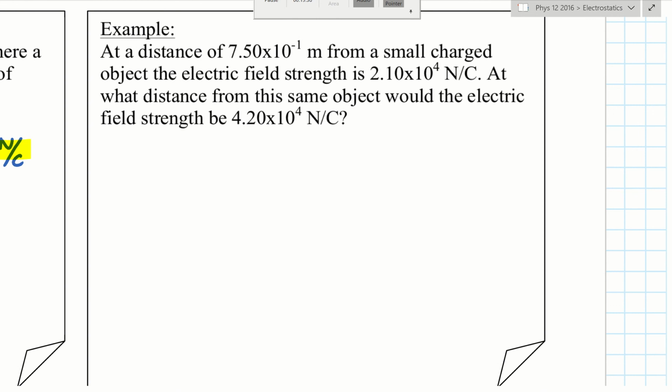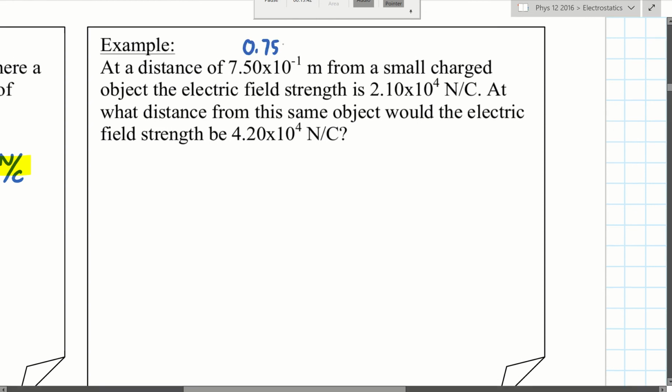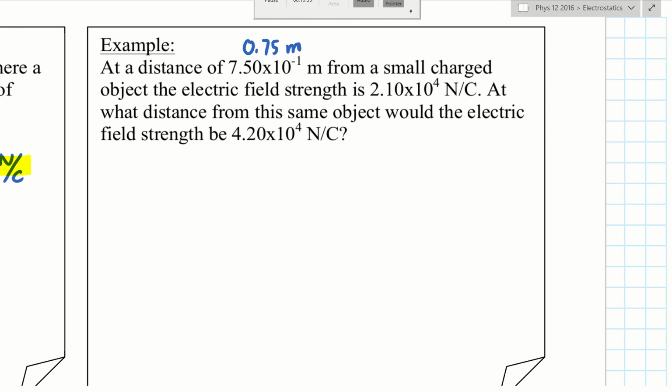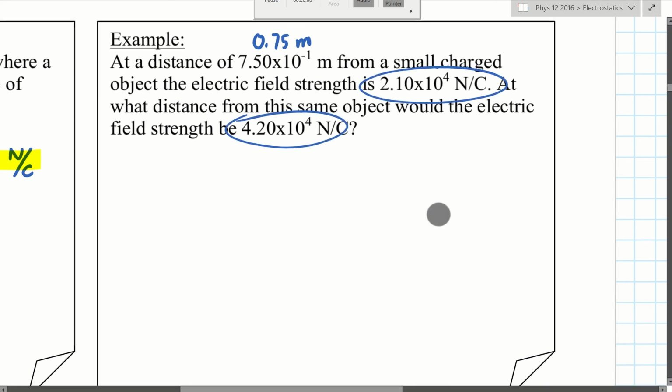Okay, so this one, I hate when they do scientific notation when the number can just be written like that, from a small charge object. So at a distance of 0.75 meter from a small charge object, the electric field strength is that. At what distance from this object would the electric field be doubled? So the electric field was originally 2.1 times 10 to the 4, and now is 4.2 times 10 to the 4. So what did we do?